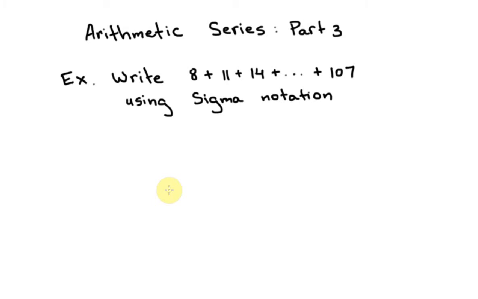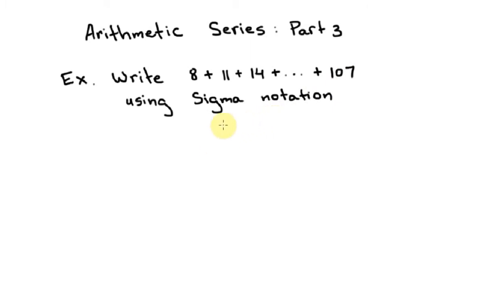Alrighty, welcome to Arithmetic Series Part 3. What I'm going to do is a couple of loose ends here. We're going to try to work through just a couple of different examples. Like the first one that I wrote here, it says we're going to write this series 8 plus 11 plus 14 plus ... plus 107. We're going to try and rewrite this using sigma notation.